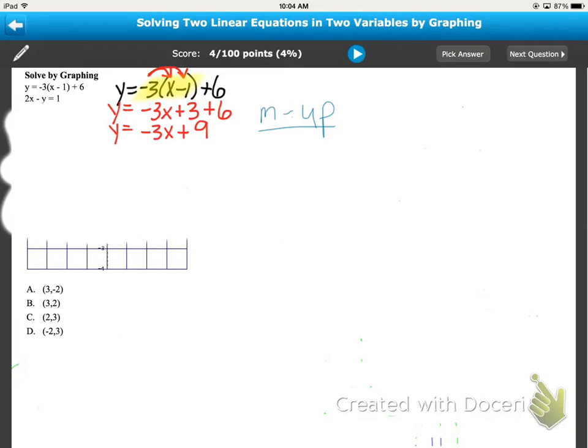I need to do the same thing for the second equation. So if I take the second equation here, I'm going to solve it for y. So I'd subtract 2x first. So negative y is negative 2x plus 1. So what's positive y? 2x minus 1. So there's my two equations.